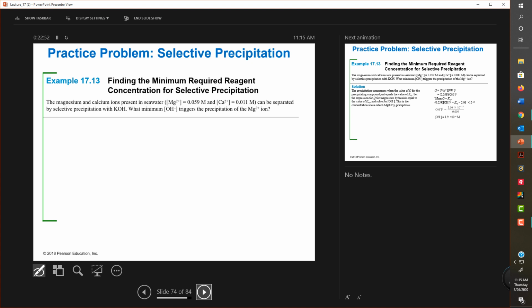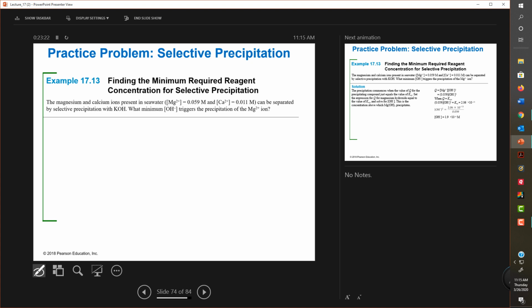All right, so here's a good problem. It says the magnesium and calcium ions present in seawater are these concentrations and can be separated by selective precipitation with the potassium hydroxide. So what minimum hydroxide ion concentration triggers the precipitation of the magnesium 2 positive ion?